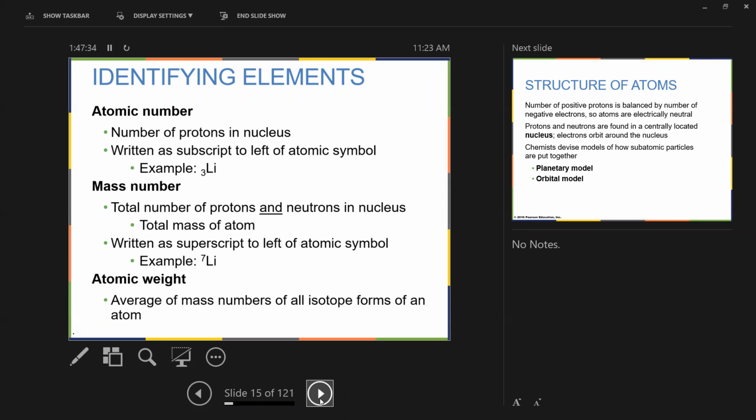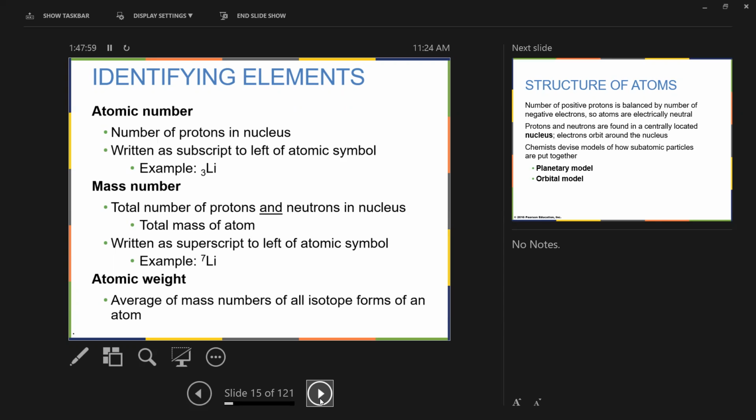The mass number is underneath the symbol on the periodic table. Forget what it says here about subscripts and superscripts, things like that. The mass number on the periodic table is underneath the symbol. The mass number is the sum of the number of protons and the number of neutrons.